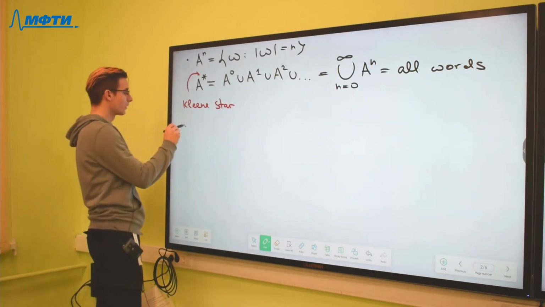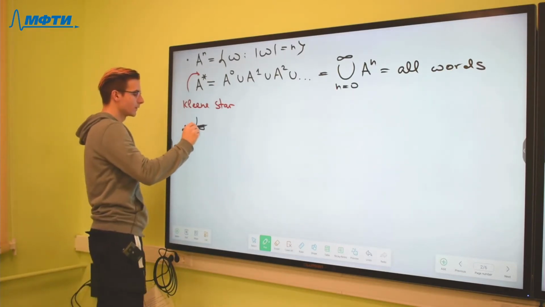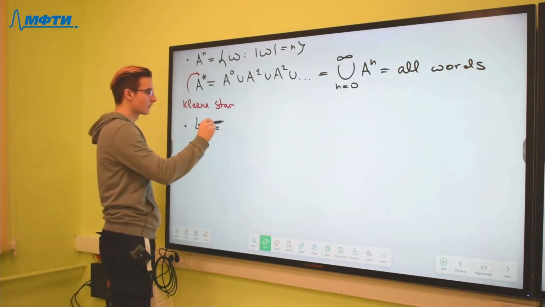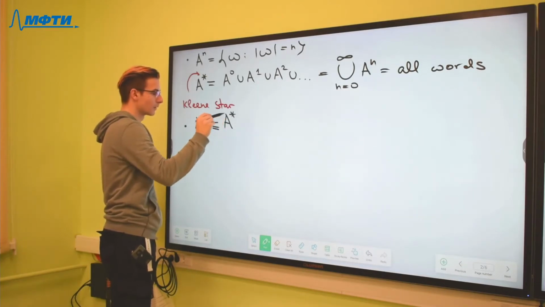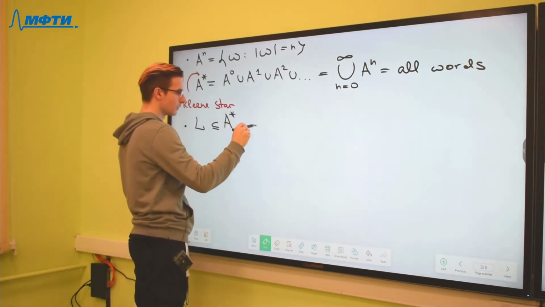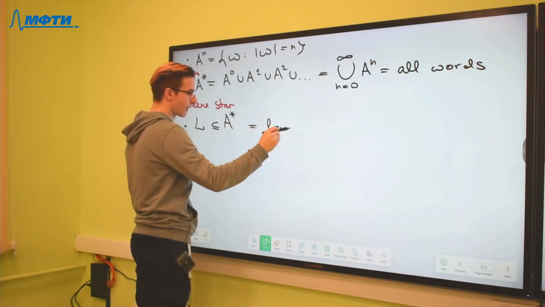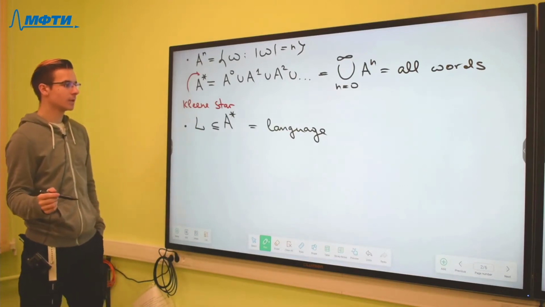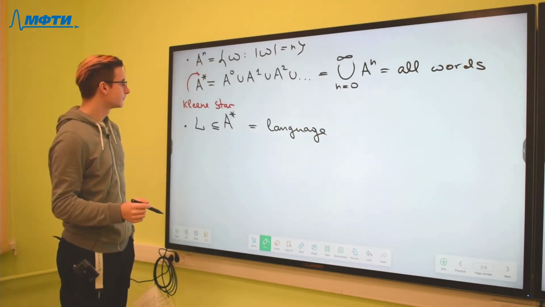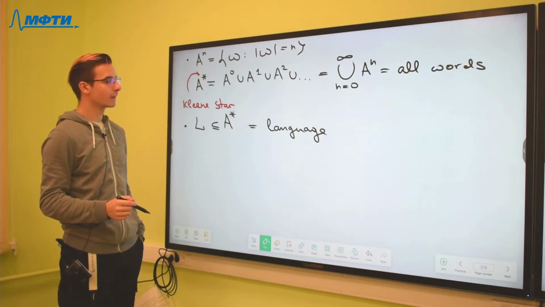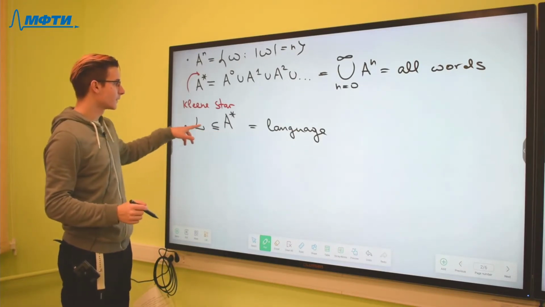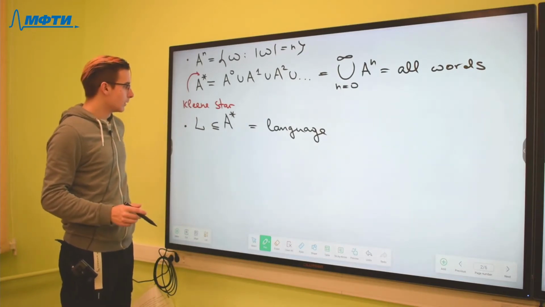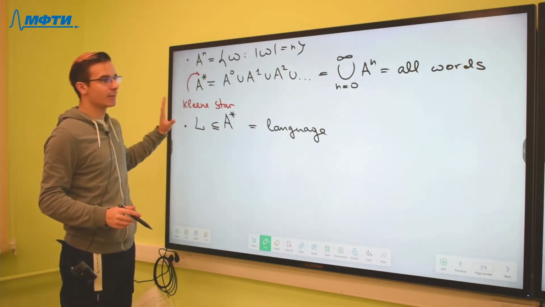And we say that a subset of this set is a language. So in some tasks we can face languages, that are subsets of A with the star, that is, sets of some words.